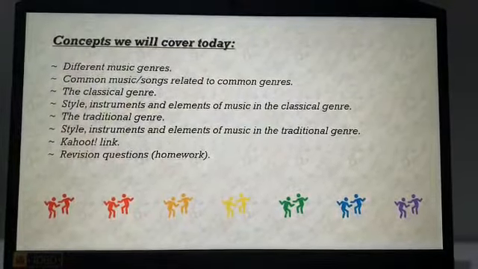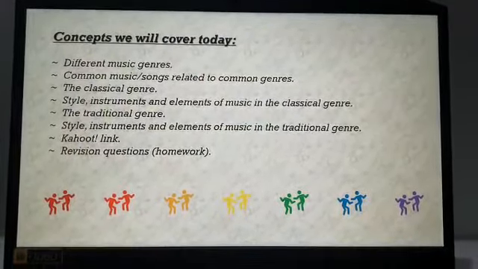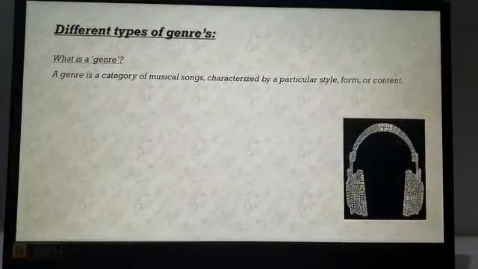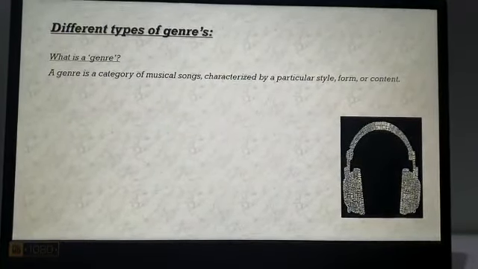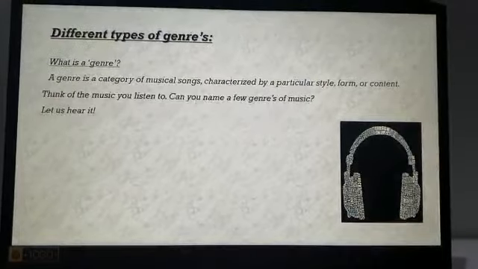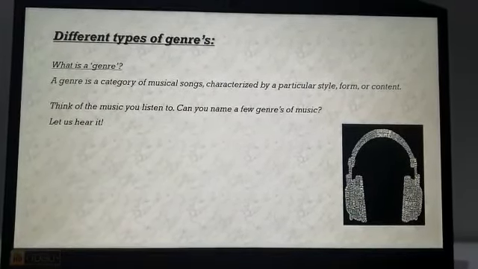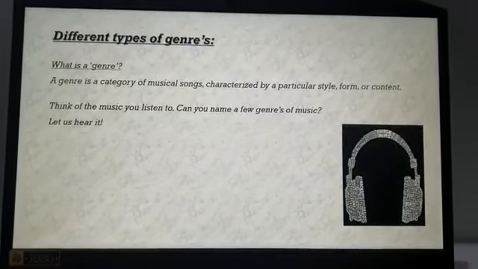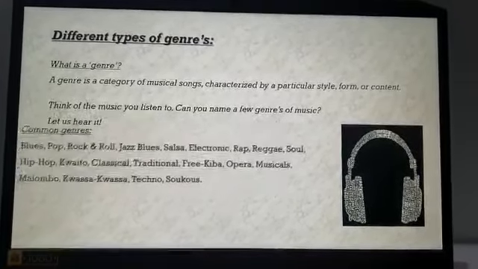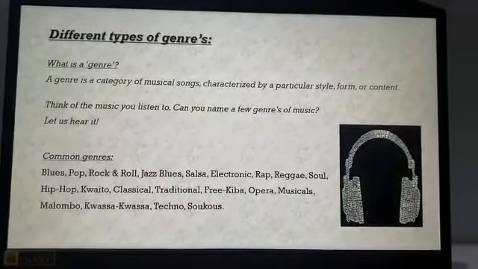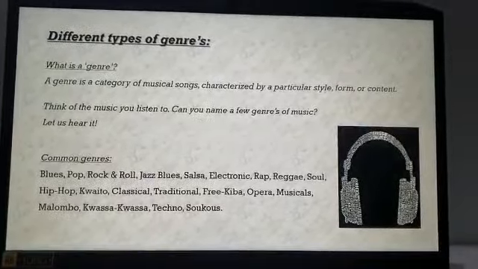What is a genre? Before we continue, we will cover the concepts that will be taught in today's lesson. To begin the lesson, we will introduce the definition of genre. We will allow learners to call out a few genres that they may think of, some that they may know of, some that they may have heard of. Thereafter, we will continue by providing examples and discussing it with the class.